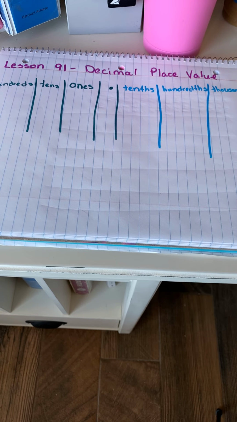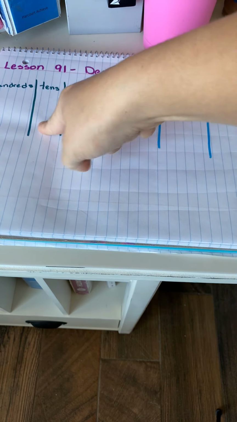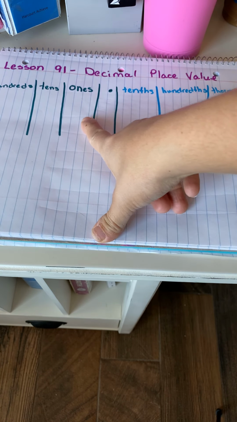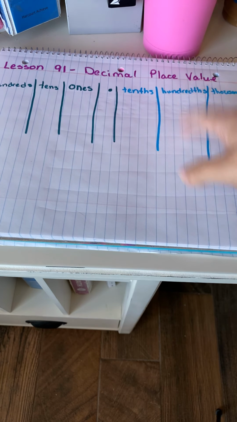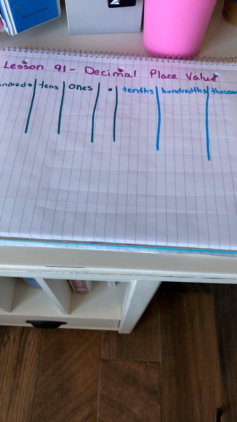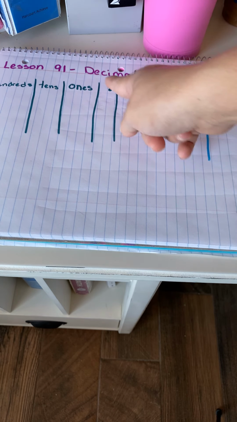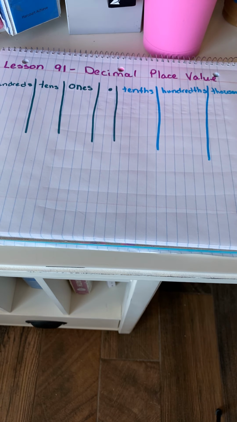Hi class, so we're going to be going over decimal place value today. We've already learned our hundreds, our tens, and our ones. We did learn our tens and our hundreds, but we are going to go over it again, what we call after the decimal point and what it actually means. So the best way to think about it is with money.